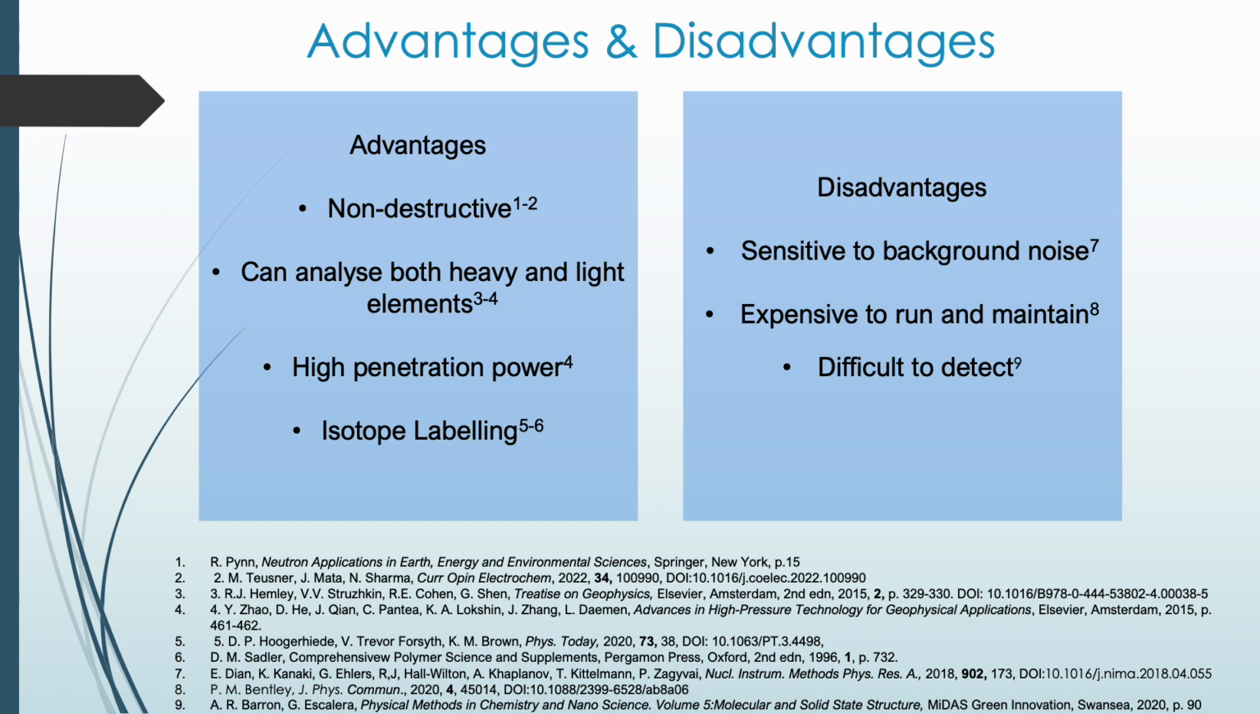Some disadvantages include the instruments being sensitive to background noise. They're expensive to run. One paper stating a machine could cost between 10 to 20 million euros. And because neutrons scatter weakly, they can be difficult to detect.